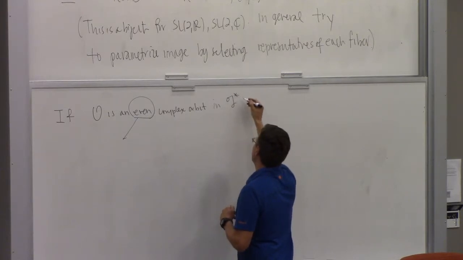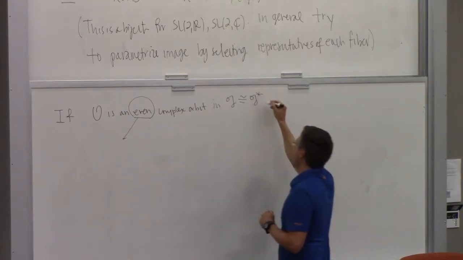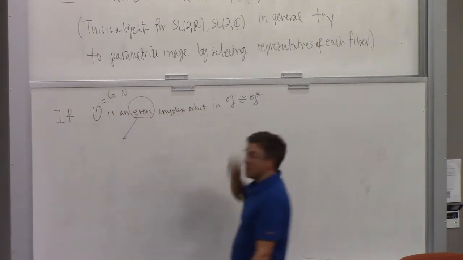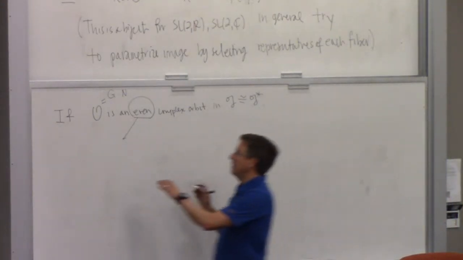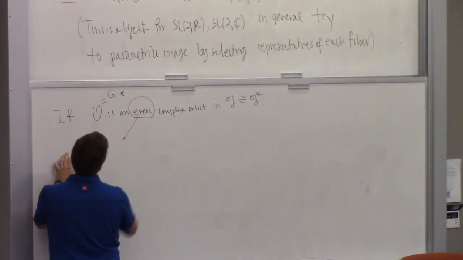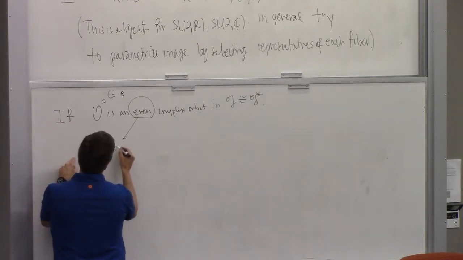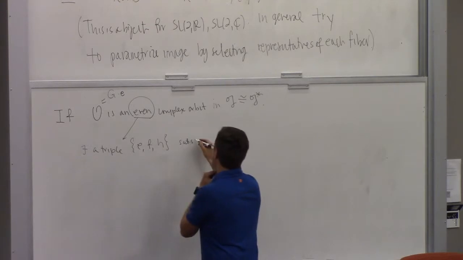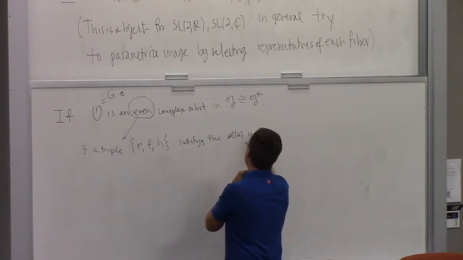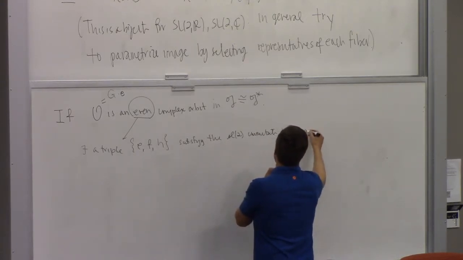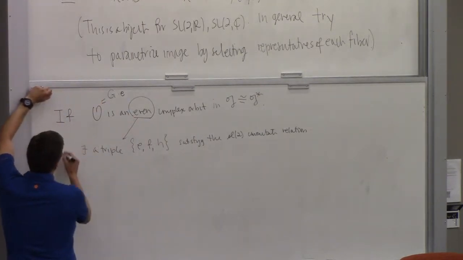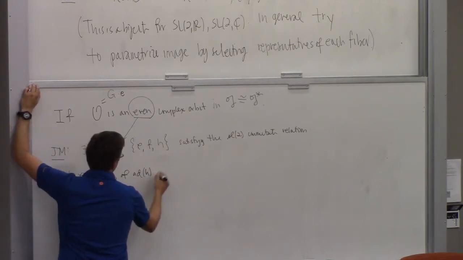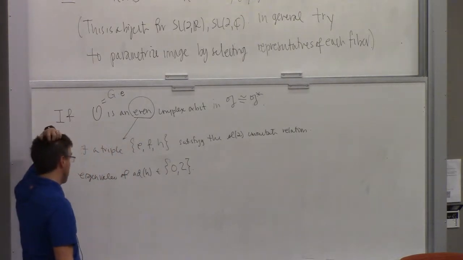I'll start doing something I resisted doing until now. I'll identify G star with G, and I'm thinking of this orbit of a nilpotent element in G. So what does even mean? Maybe I'll change the notation. I'll say it's an element E. So there exists a triple E, F, and H, satisfying the SL2 relations. This is Jacobson-Morozov. And even means that the eigenvalues of ad H are even, and they can only be 0 and 2 in this case.